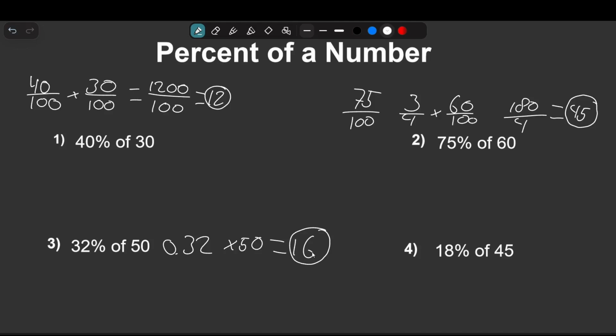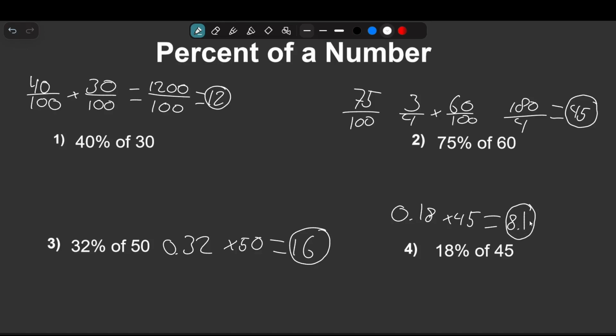But now let's go over to our last example. For our last example, we have 18% of 45. The first thing we're going to do is turn it into a decimal, so it's going to be 0.18. Now all we have left to do is multiply this by 45. So 0.18 times 45 will equal 8.1 as our final answer.